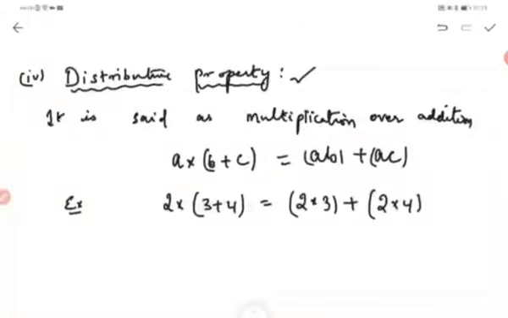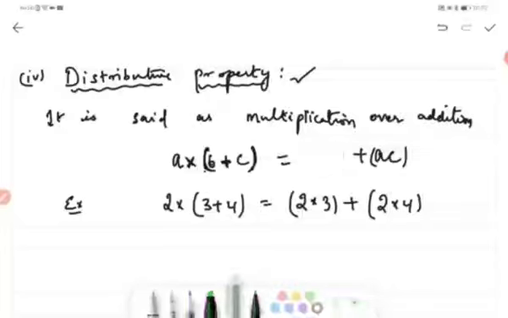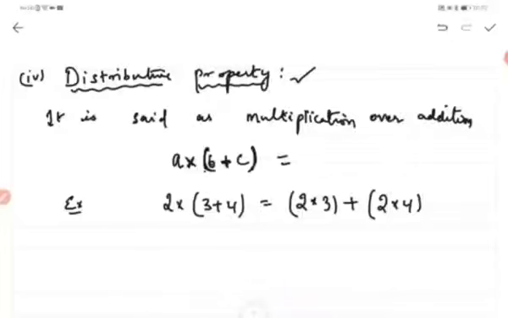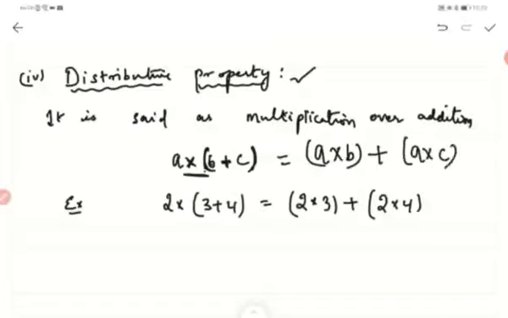Okay, so this is said to be multiplication over addition. This is how you write it, and you will open the bracket. We say that you are opening this bracket and multiplying. So A times (B plus C) becomes A cross B plus A cross C. This will become like this.